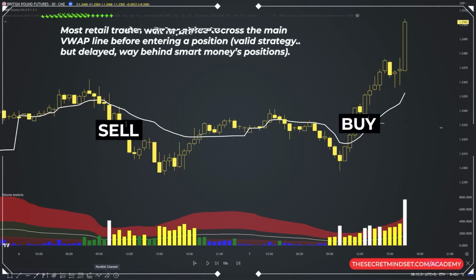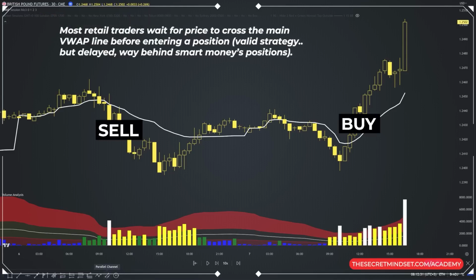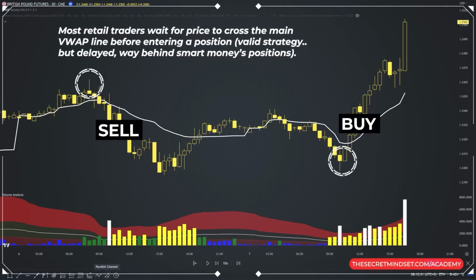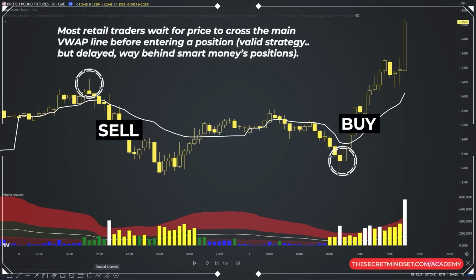Most retail traders wait for price to cross the main VWAP line before entering a position. And that's a valid strategy. I've used it a lot in my trading. But the problem is that you are entering very late. Often, a big part of the move already took place, and you're joining the party too late.